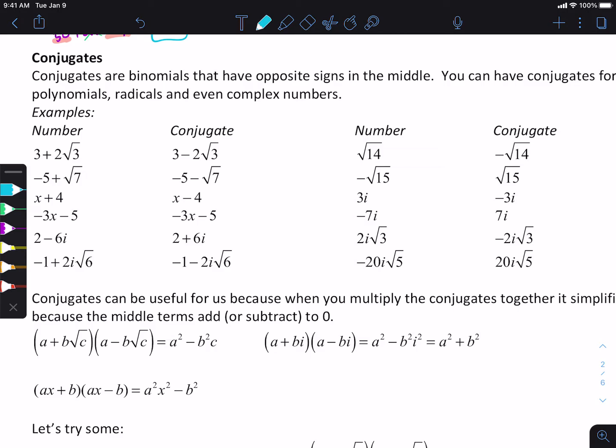We're going to look at conjugates. Now we have conjugates in a whole bunch of different areas that we can look at. Conjugates are with our binomials. Remember, binomials means that there's two terms. And what happens is that they just have the opposite sign in the middle. So we can have conjugates for our polynomials, for radicals, and even for our complex numbers.